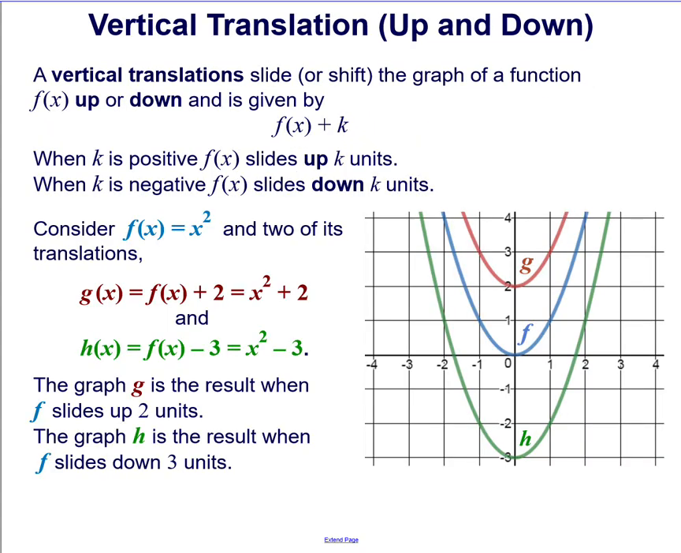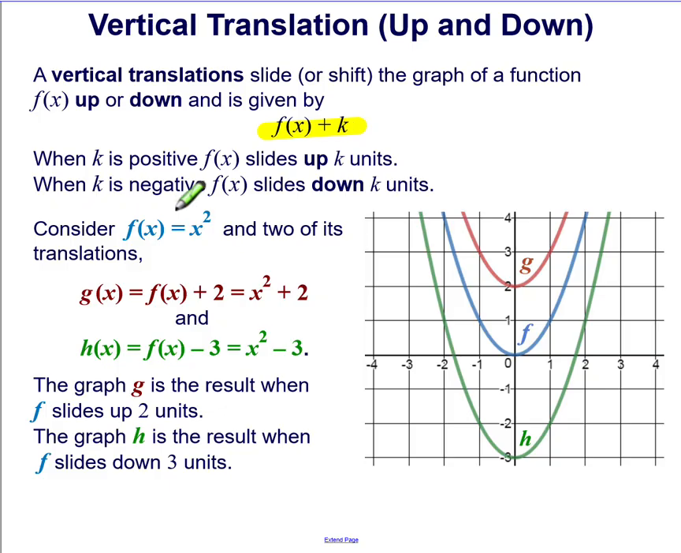transformations. Let's talk about a vertical translation, which means you're going to move a graph up or down. A vertical translation slides or shifts the graph of a function f of x up or down and is given by the formula f of x plus k. When k is positive, f of x will slide up k units. When k is negative, f of x will slide down k units.